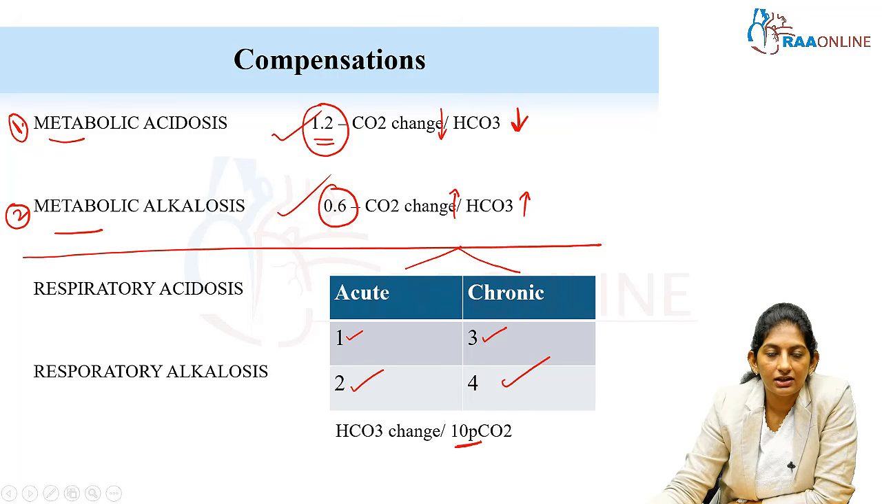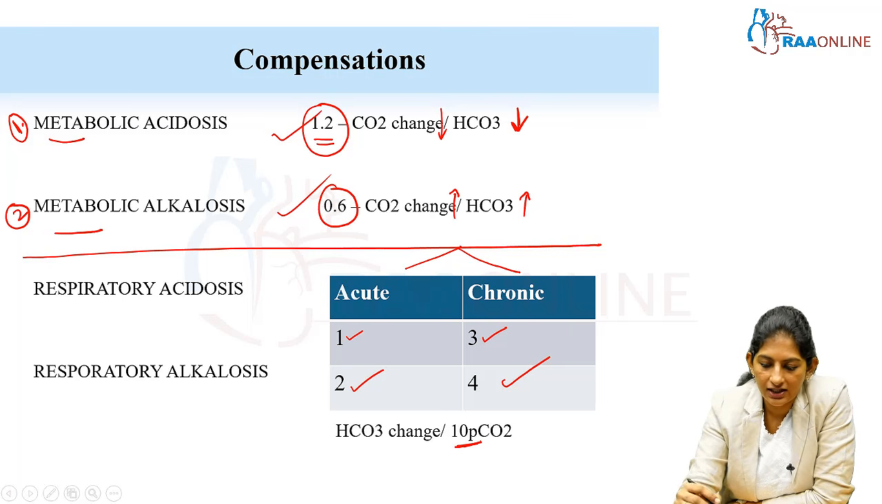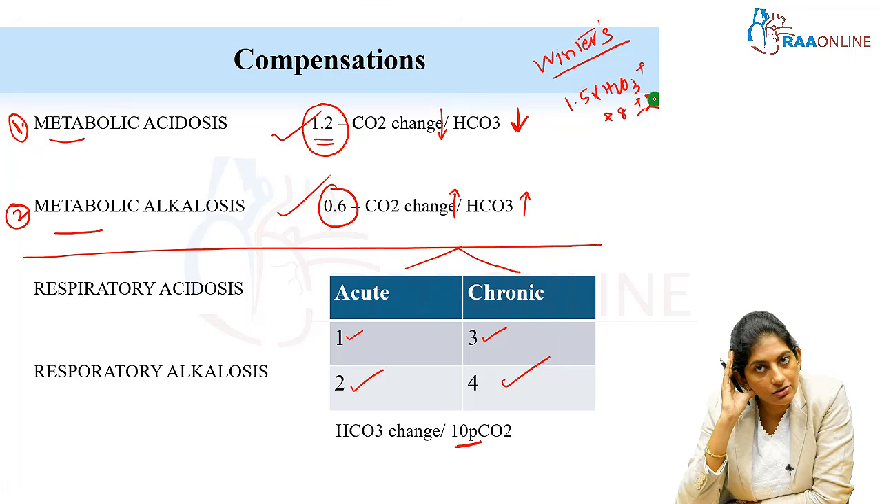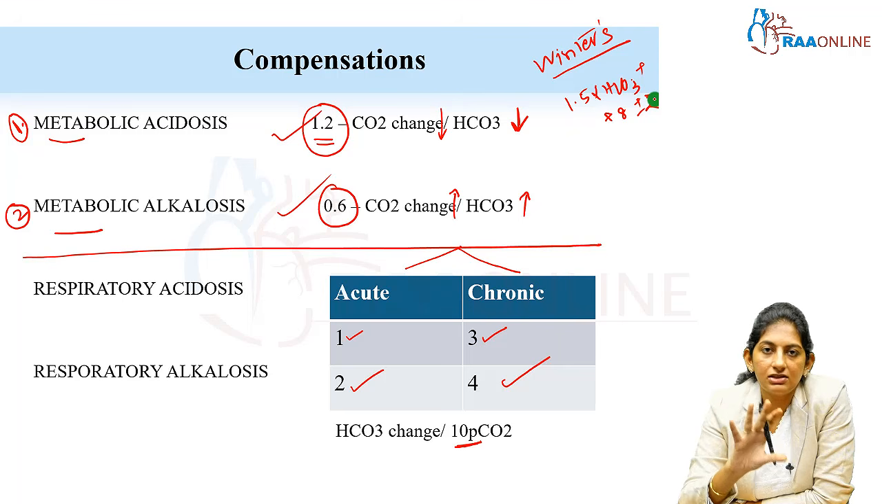Okay, so this is, I think, the easiest slide. We have seen so many formulas. There is Winter's formula for metabolic acidosis, which says 1.5 times bicarbonate plus 8, plus or minus 2. There are many formulas for alkalosis also. So I think this will be very easy.